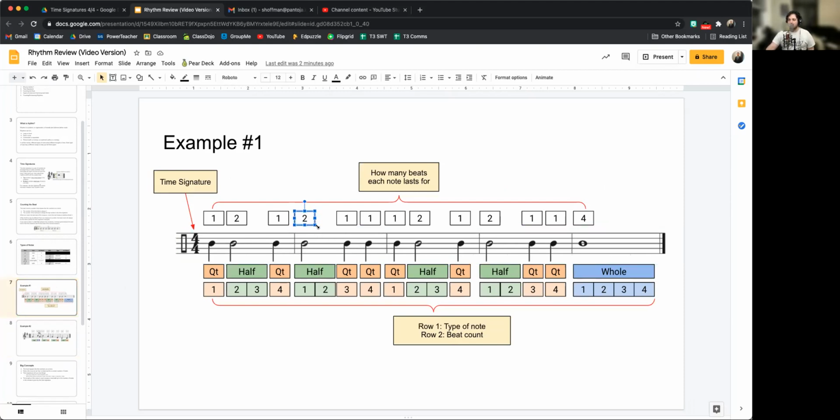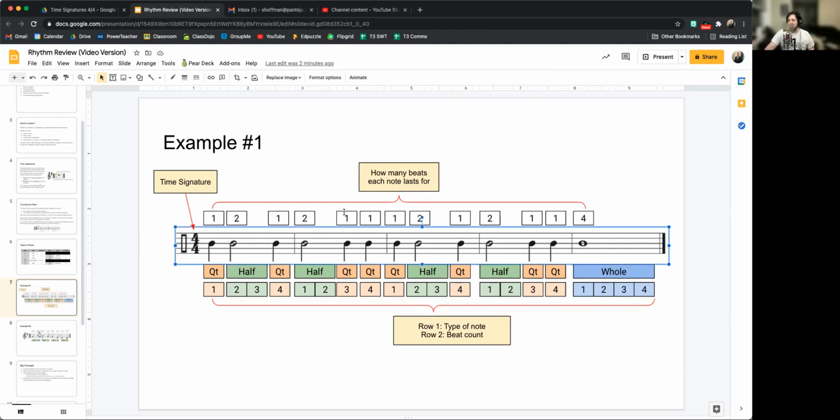We have 2 half note plus quarter note plus quarter note. 2 plus 1 plus 1 is 4. That checks out. Let's look at the next one. We have quarter note, which is 1, plus half note, which is 2. So far we have 3. Add another quarter note, that's 4.